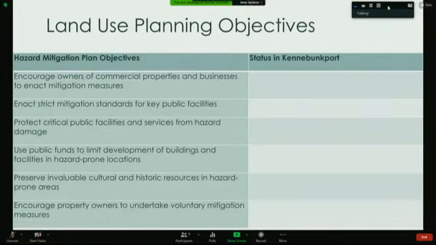How about stricter mitigation or potentially development standards for key public facilities? Is that a question about, I don't know that the town necessarily has a policy document that says... and when you say key public facilities, are we talking fire department, police department type thing? I would think so. This is straight from the hazard mitigation plan, so I don't have a ton of background information about public facilities. But I would say police, fire, schools, libraries, sewer.